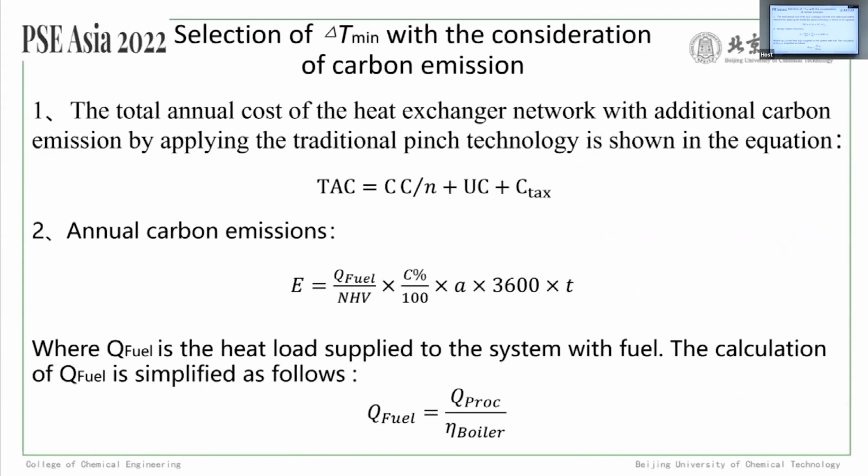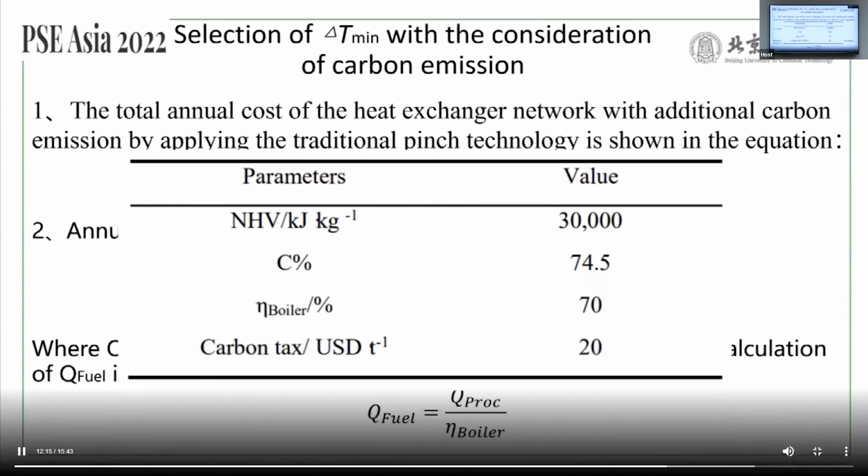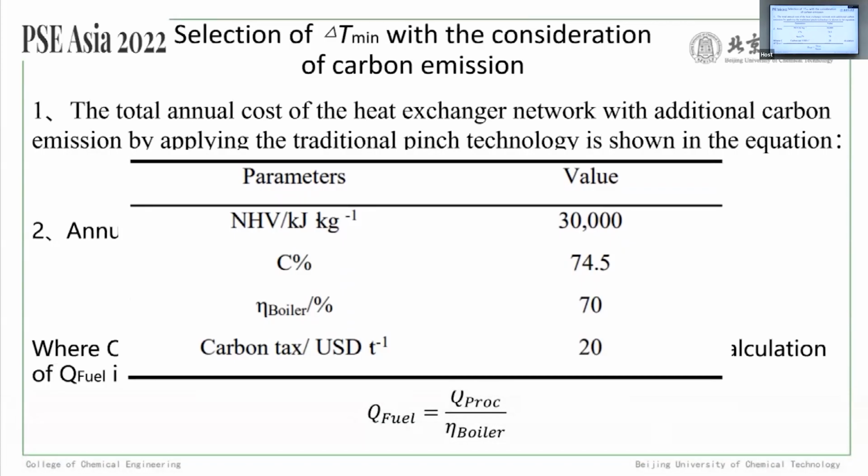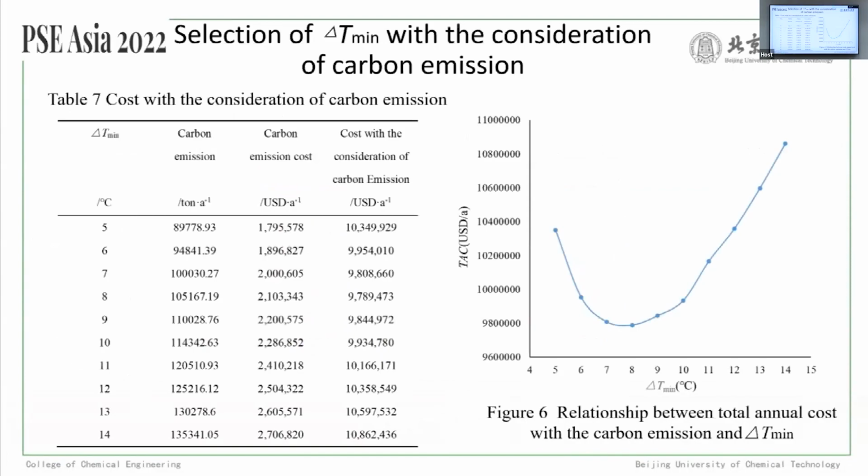Energy loss is closely related to carbon emissions, and the increasing amount of heat recovered from the heat exchange network will reduce the amount of additional hot utilities required, which will result in lower carbon emissions. To reduce carbon emission, the cost based on carbon tax is introduced to the total annual cost objective function, and the carbon tax is calculated by multiplying the annual carbon emissions by the carbon tax price as follows. The calculation of the heat load supplied to the system with fuel is simplified as follows. The related cost parameters are shown in the table. The calculated results of cost with consideration of carbon emission are shown in Table 7.